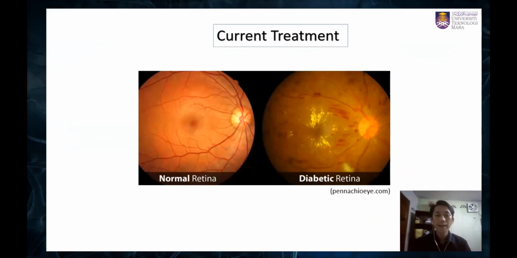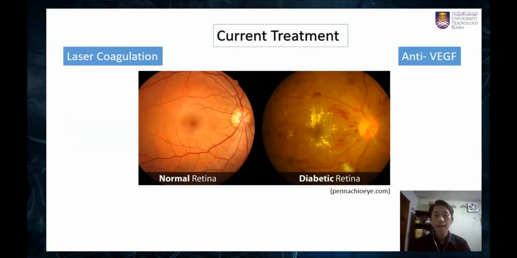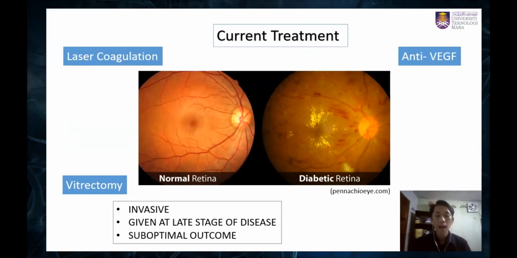The current treatment focuses on laser coagulation, anti-VEGF, and vitrectomy. However, they are invasive given at later stage and they have suboptimal outcome. Thus, we have proposed to use other medical alternative for this issue.